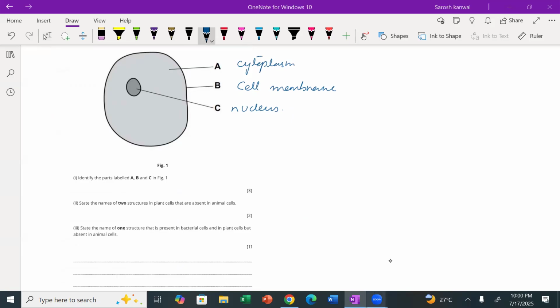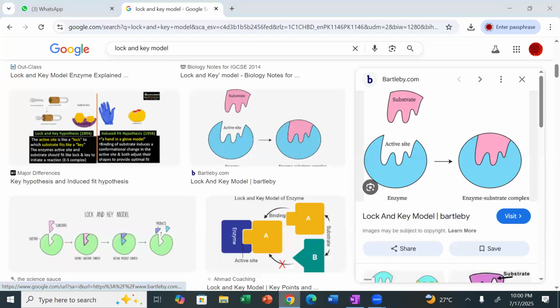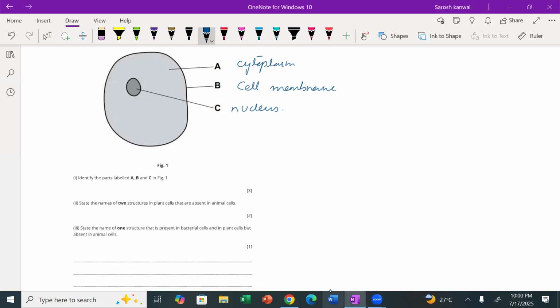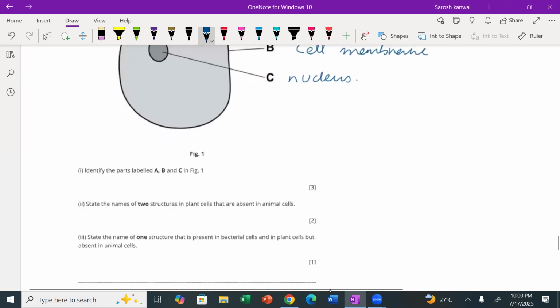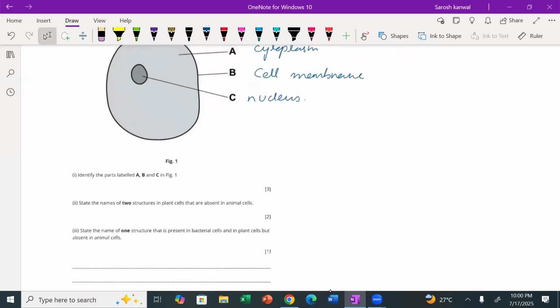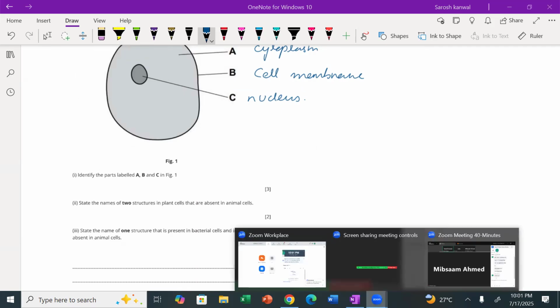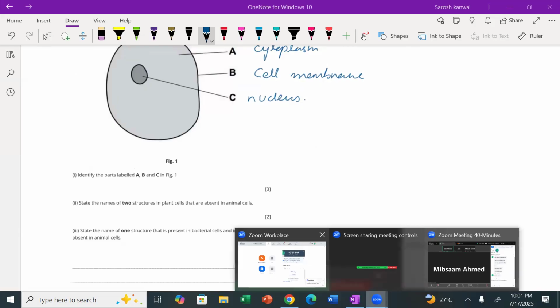I think she has replied. Chloroplast and central vacuole. State the names of two structures in plant cells that are absent in animal cells. The first answer she said was chloroplast and central vacuole, and cell wall as well. Yes, we can take cell wall and chloroplast.